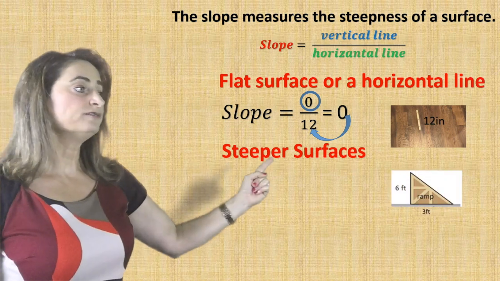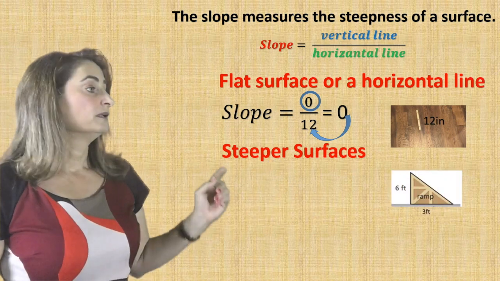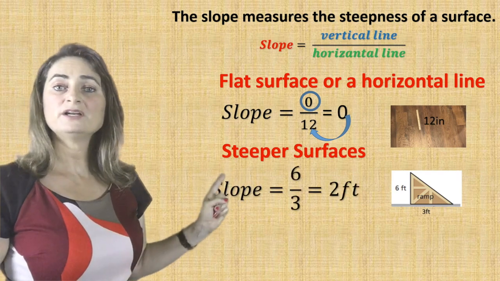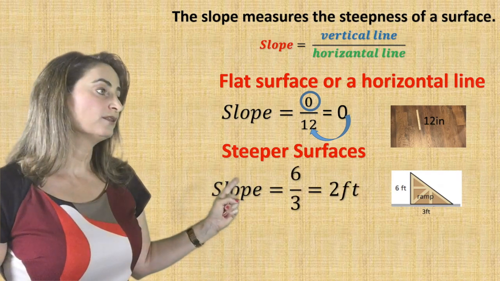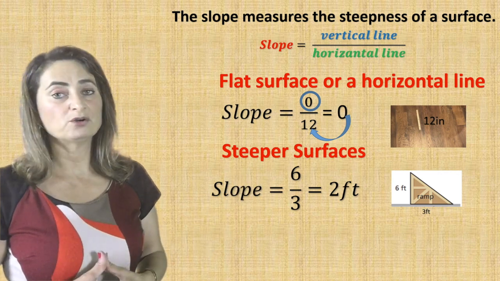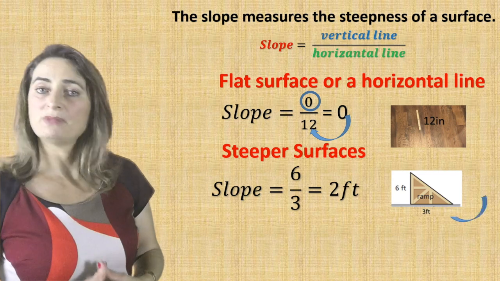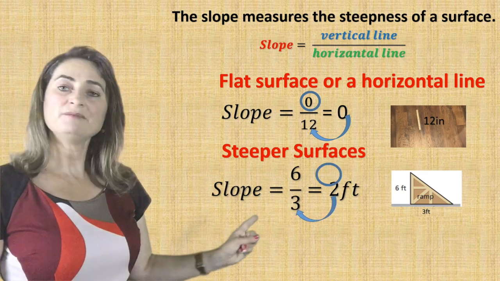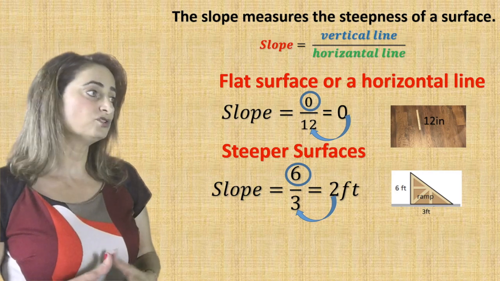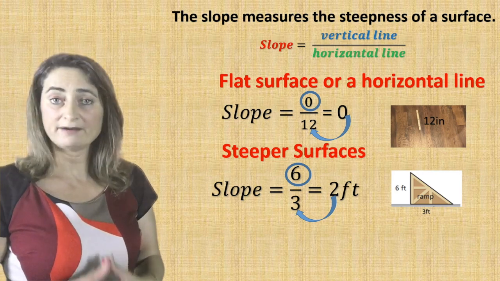Now, a steeper surface, like the ramp. The slope is the ratio of a vertical line, which is 6 feet, divided by the horizontal line, which is 3 feet. 6 divided by 3 equals 2. How do I know my answer is right? Use multiplication. 2 times 3 equals 6. So I know my answer is right. So 2 is the slope of that ramp.